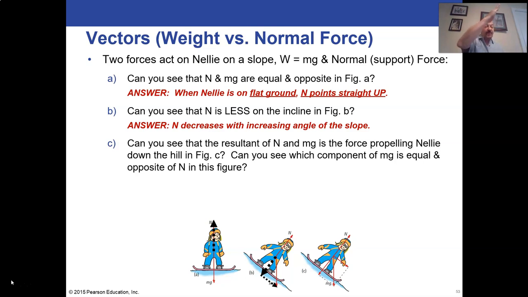Because if you have a normal force pointing this way and a weight pointing down this way, the weight has a component that's also pointing in the same direction as the normal and completely perpendicular to the normal. Well, the one that's pointing exactly in the same direction, what looks like the sort of downward arrow in B, is equal and opposite to N. Those cancel out. They become zero. So what's left over? It's the other component of the weight force, the one that is pointing down the slope. So in B, the only remaining force is the one driving Nellie down the hill.